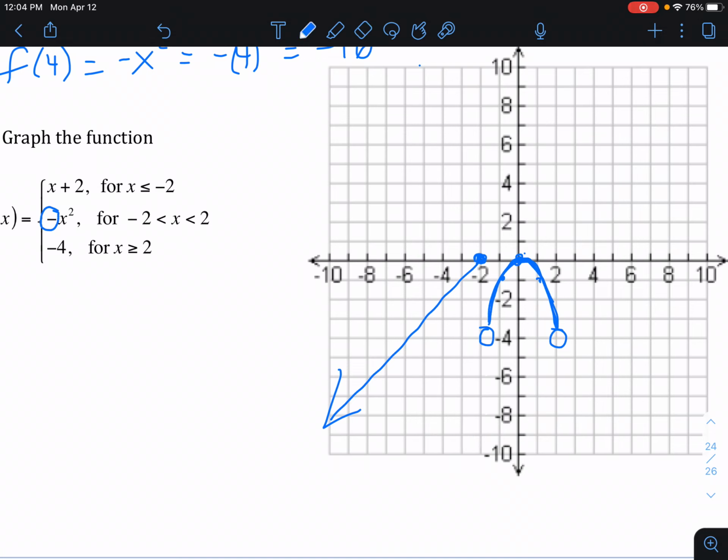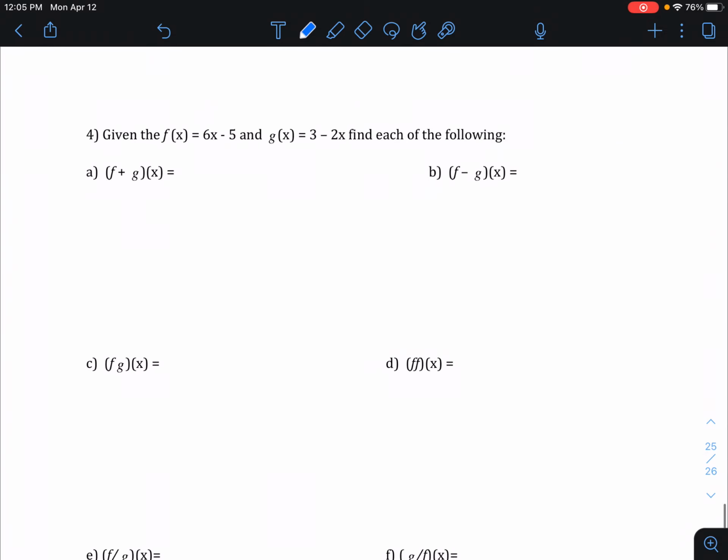And then the last one, negative 4, is just a horizontal line because it doesn't have an x. It would normally go all the way through and look like that. However, we only want to keep the part where x is greater than or equal to 2. So that would be a closed dot at 2. It actually closes this open circle, and then you draw your line going to the right. Next up, number 4, we're given two functions, f and g.